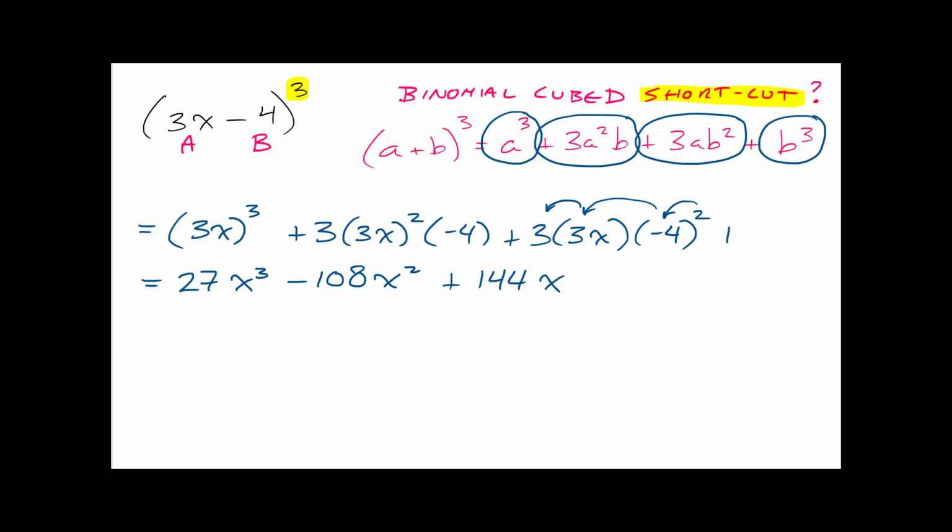And then finally, you get to b cubed, which is negative 4 cubed. So be careful. It's 3 negatives. Negative times negative times negative is an odd amount of negatives, so it's negative. 4 times 4 times 4 is 64. And now I've expanded it.